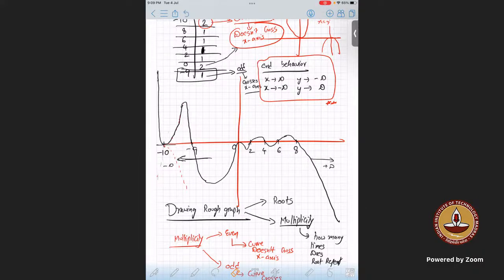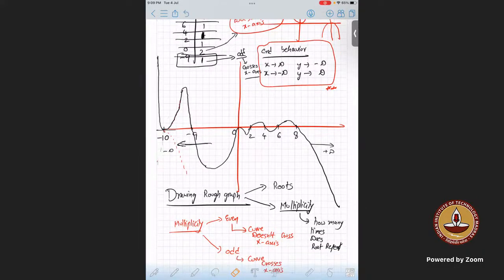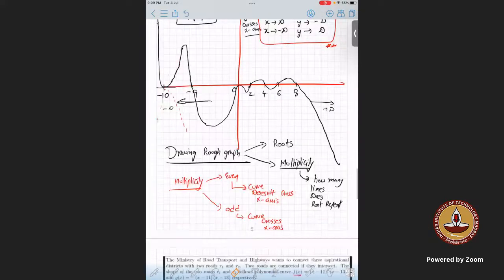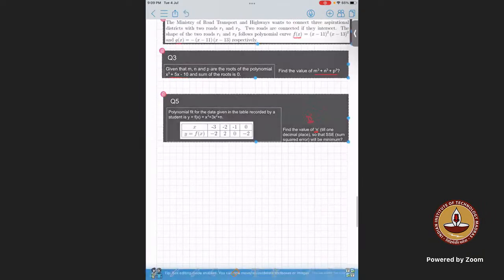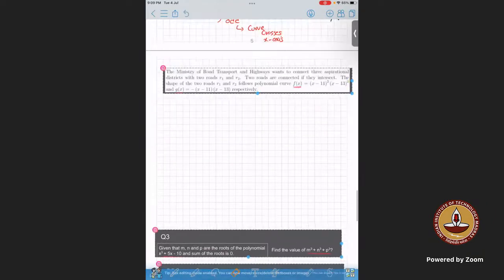Oh, okay. Zero has even multiplicity. Why does it go down? Okay, I want to explain this. Look, just wait for a moment. I'm reading all these things.